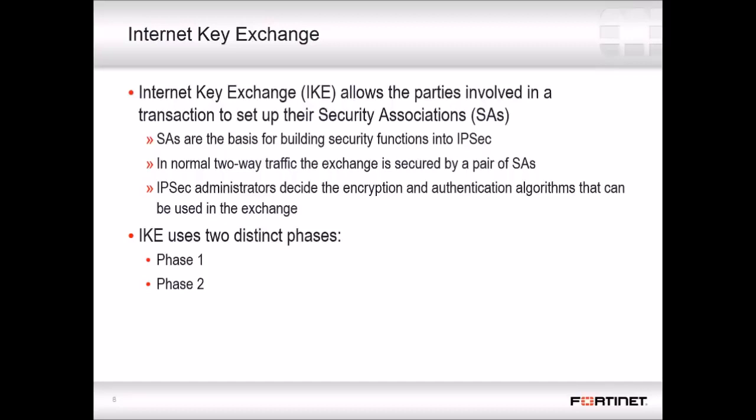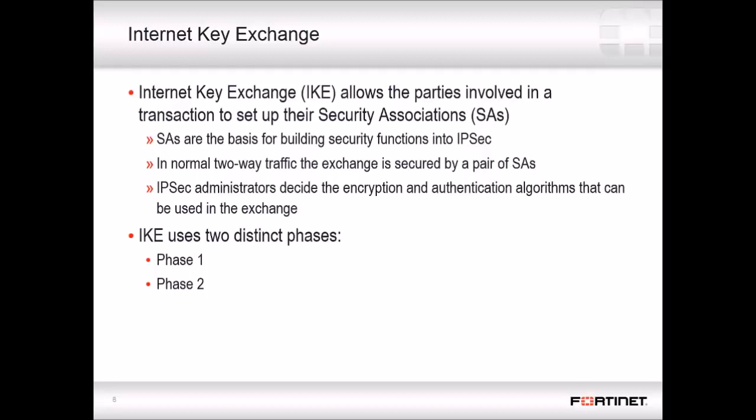In order to create an IPsec tunnel, both devices must establish their security associations and secret keys, which are facilitated by the IKE protocol. The IPsec architecture uses a security association as the basis for building security functions into IPsec. A security association is simply the bundle of algorithms and parameters being used to encrypt and authenticate data traveling through the tunnel. In normal two-way traffic, this exchange is secured by a pair of SAs, one for each traffic direction. Essentially, both sides of the tunnel must agree on the security rules.